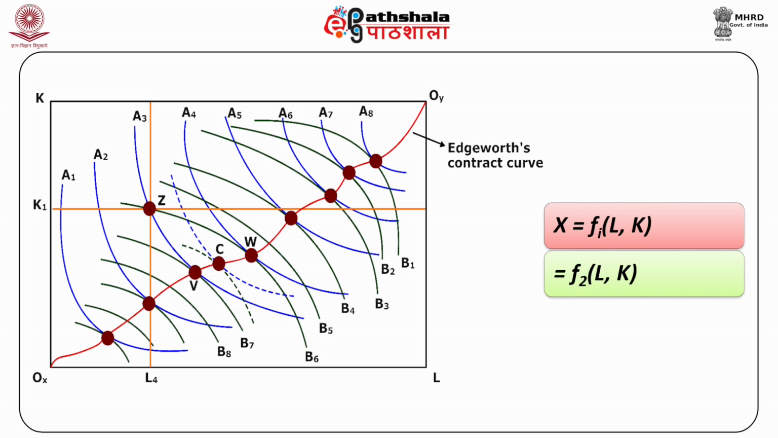Now, if you look at the amount of capital that is utilized at any given optimal point, then one portion of the capital will be utilized for the production of Y and the rest would be utilized for the production of X. So, the total resources are given and they are optimally divided amongst the two.